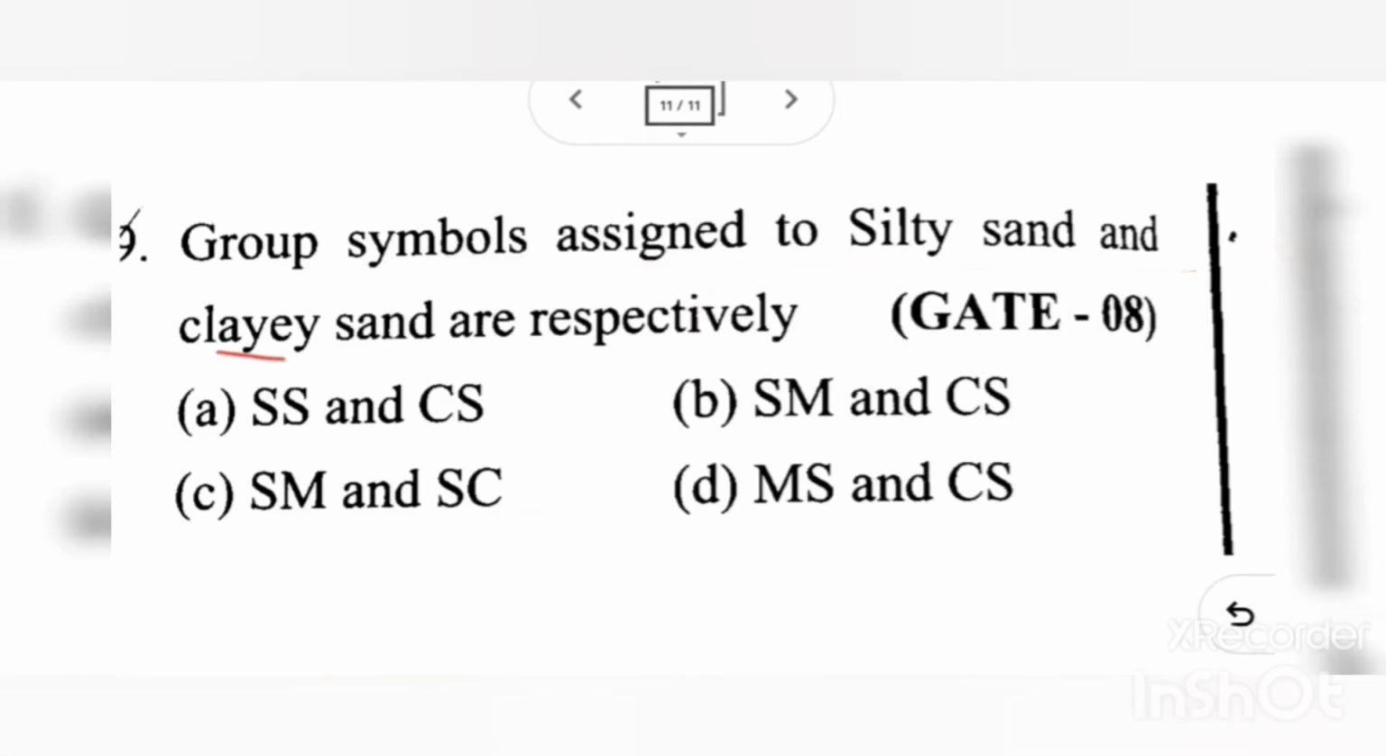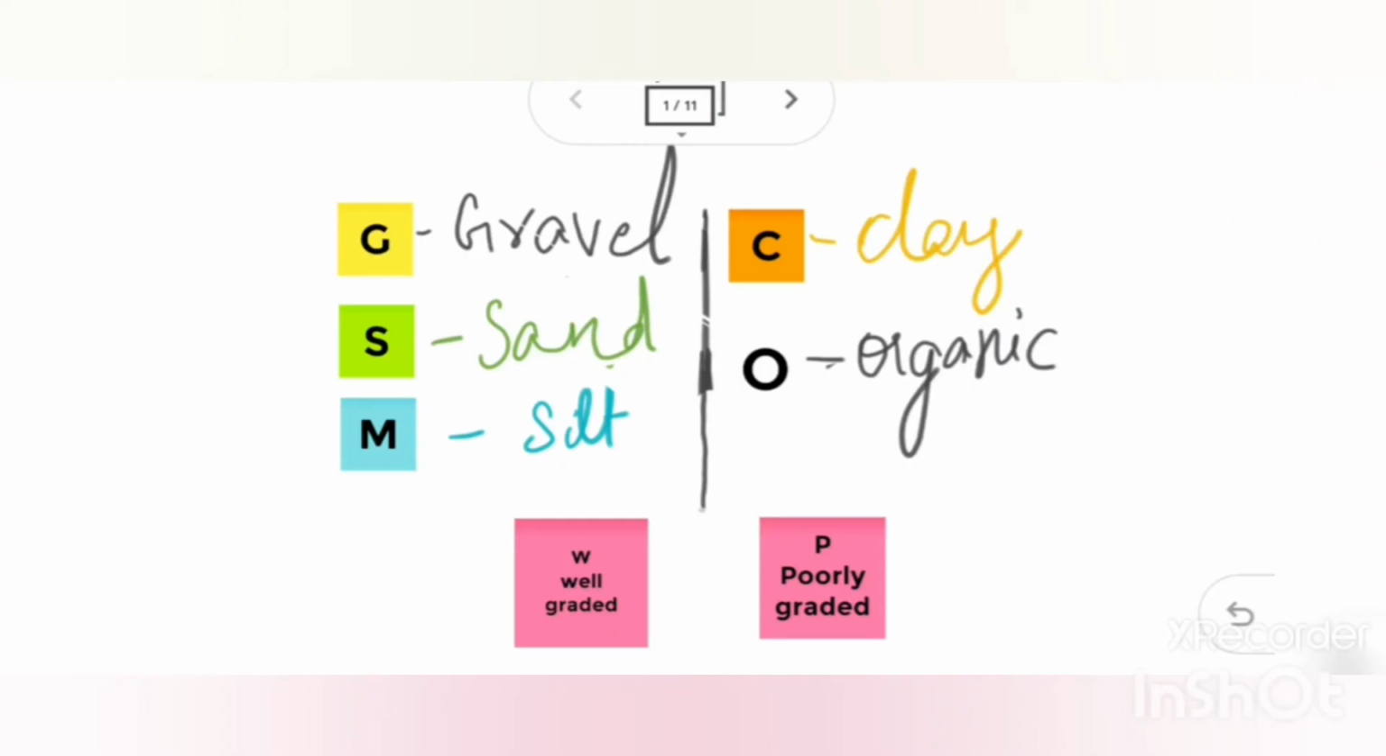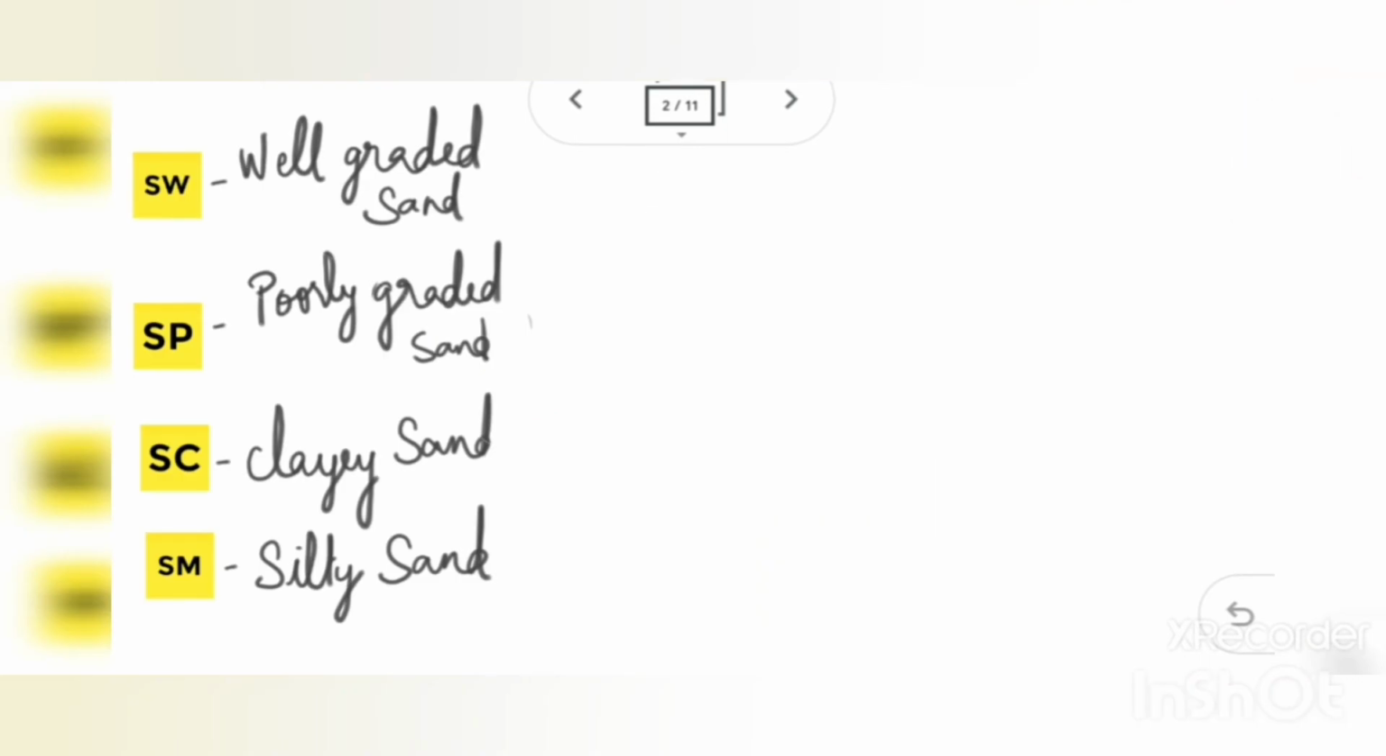Silty sand and clayey sand are respectively. So some questions in GATE, 1 mark can be easily attained just by knowing the code and the abbreviation. So if we just check the symbols based on IS soil classification, they have used these letters to classify certain soils. So already we just checked it. Since in our question they are talking about silty sand and clayey sand.